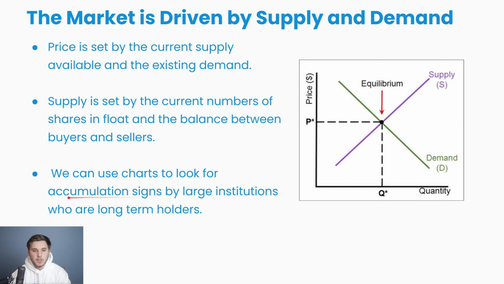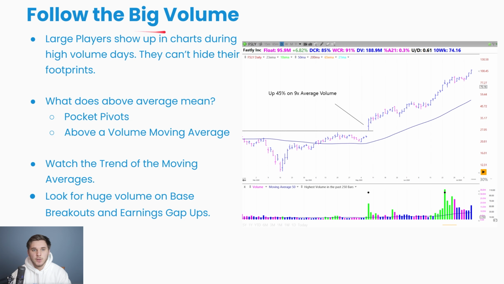And in terms of these accumulation signs, the first thing you want to do is follow the big volume. Large players show up in charts during high volume days. They can't hide their footprints. And this is because they're not going out and buying 10, 100, even 1,000 shares. They're amassing very large positions of hundreds of thousands, even millions of shares that they want to hold for the long term. So that type of buying really shows up significantly on these charts on these high volume days, as you can see down here.